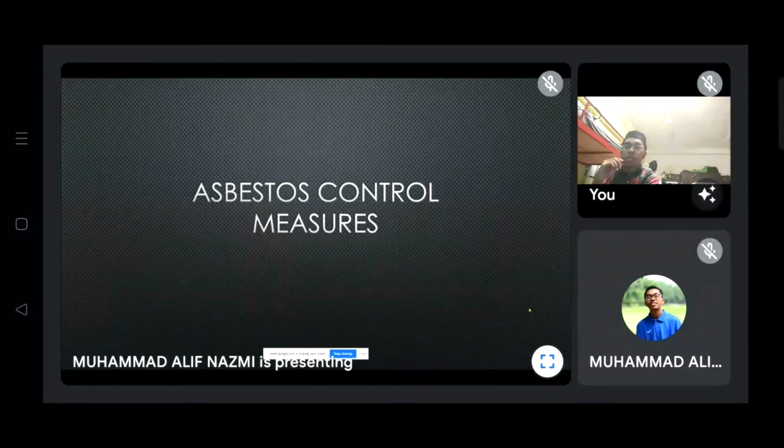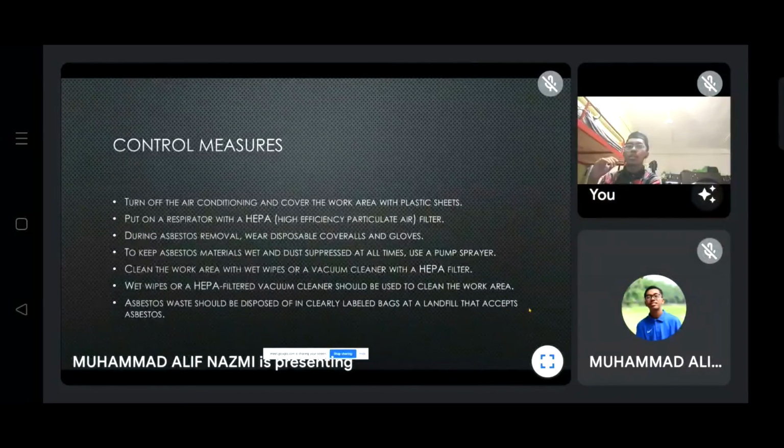Okay, next is asbestos control measures. There are some control measures for asbestos. First, turn off the air conditioning and cover the work area with plastic sheet. Then put on a respirator with a HEPA filter, where HEPA means high efficiency particulate air.